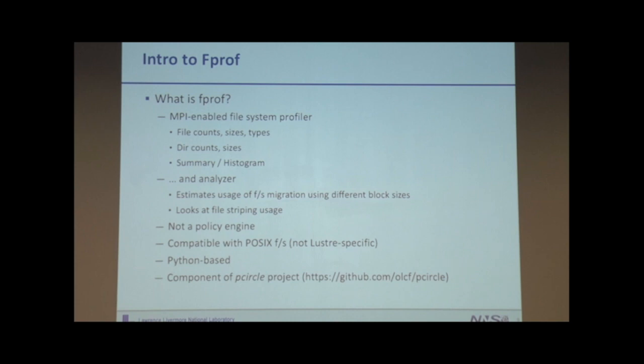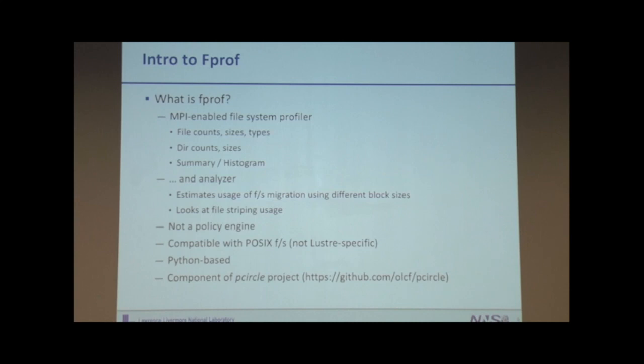Fprof is POSIX compatible. You can run it on different file systems. It has a lot of options, though, and some of those options are going to be specific to the file system you run on. For example, you can do a Lustre striping analysis. You probably won't want to run that on a GPFS file system.